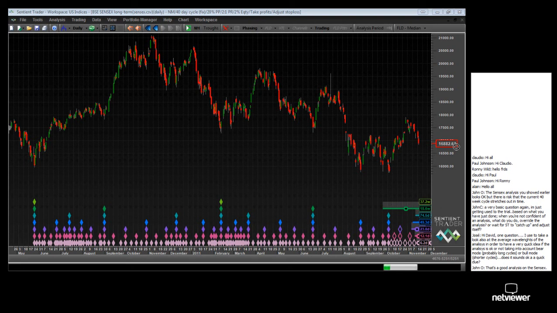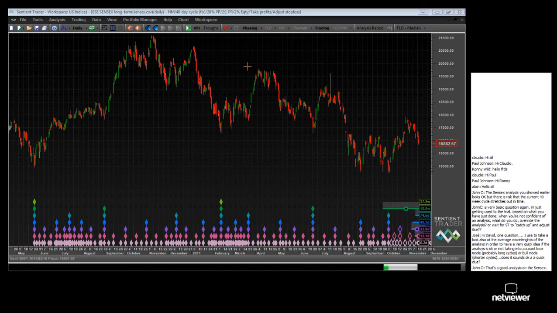John, no. When you're not confident in an analysis, you must definitely not just sit back and wait for Sentient Trader to catch up. What you need to do is look at the analysis and ask what it is that you feel doesn't work about it.